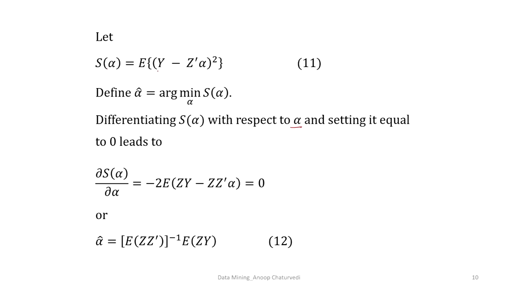Now, suppose S alpha is equal to expectation of y minus z transpose alpha squared, and your objective is to obtain the value of alpha which minimizes S alpha. And suppose alpha hat is the argmin over alpha of S alpha. So, alpha hat is the value of alpha for which S alpha is minimum. To obtain this value, what we do? We differentiate S alpha with respect to alpha, and then we set this differential coefficient equal to 0. So, we differentiate it with respect to alpha, this portion. So, what we get?